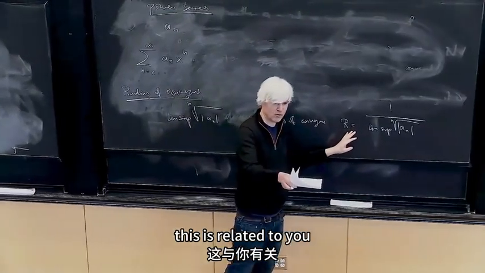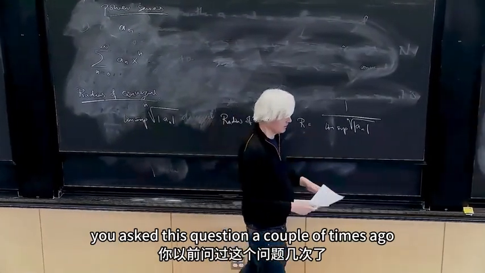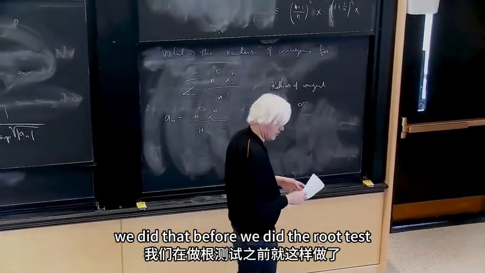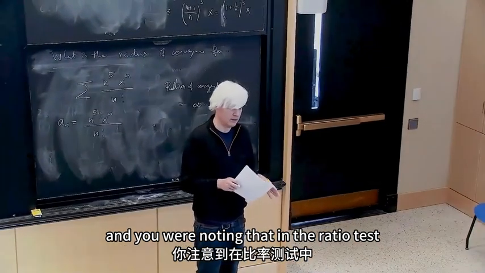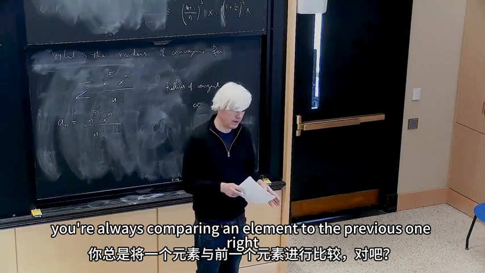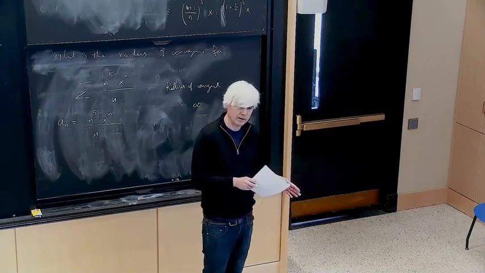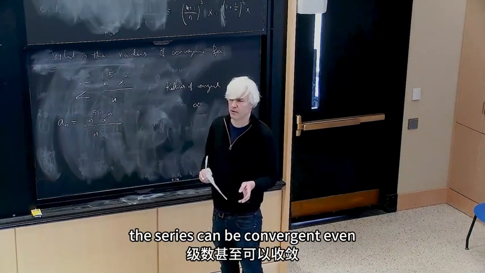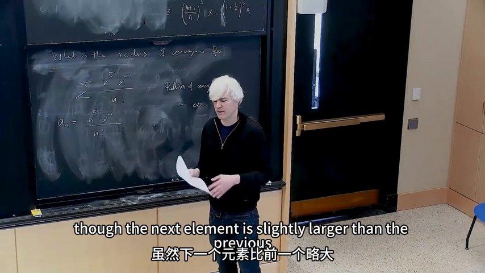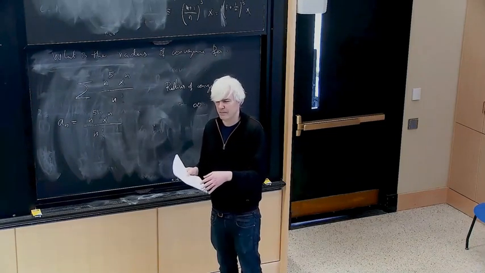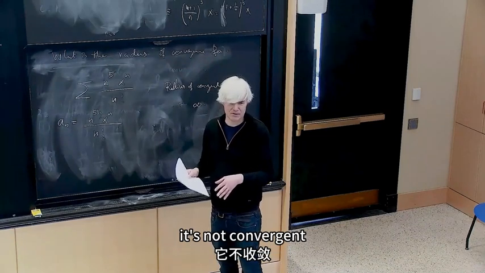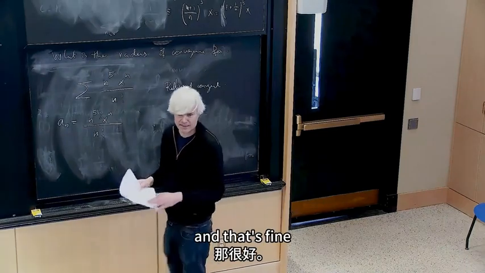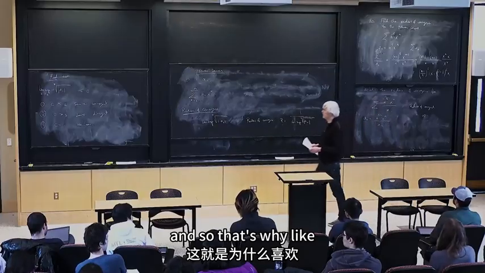This is related to a question you asked a couple of lectures ago, because we started with the ratio test. We did that before we did the root test. And you were noting that in the ratio test, you're always comparing an element to the previous one, right? But in general, the series can be convergent even though the next element is slightly larger than the previous. If that keeps happening, it's not convergent. But it could happen a few times and then it goes really down, right?